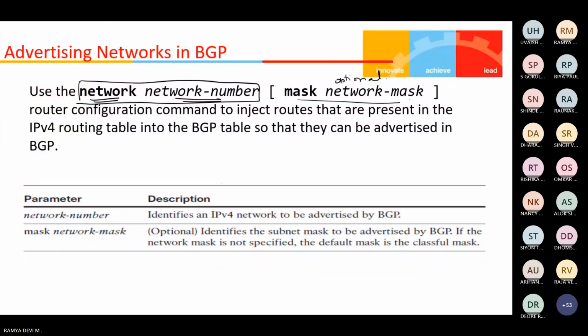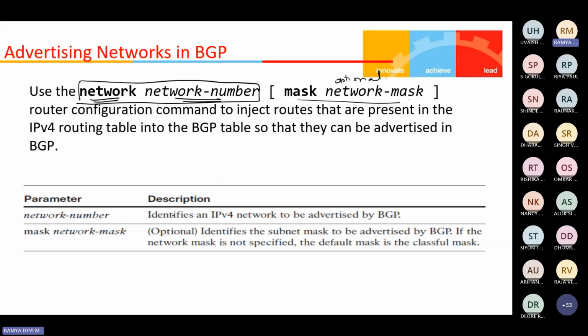If I want to use this, the network must already exist in the IP routing table. It can be learned via static, connected, or with the help of IGP, anything it could be, but it should already exist in the routing table, or else BGP will not advertise it. So it will also allow granular control over the prefixes which are entering BGP.